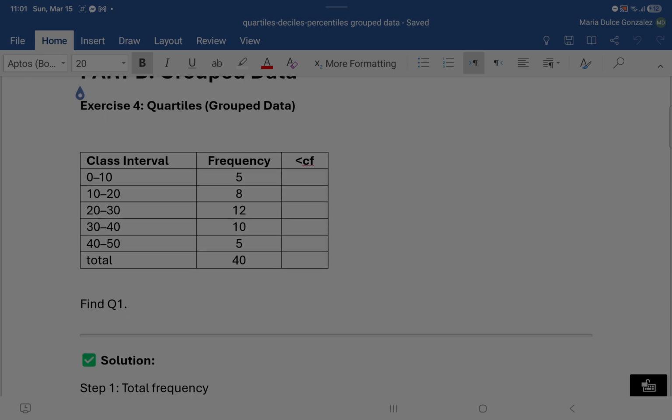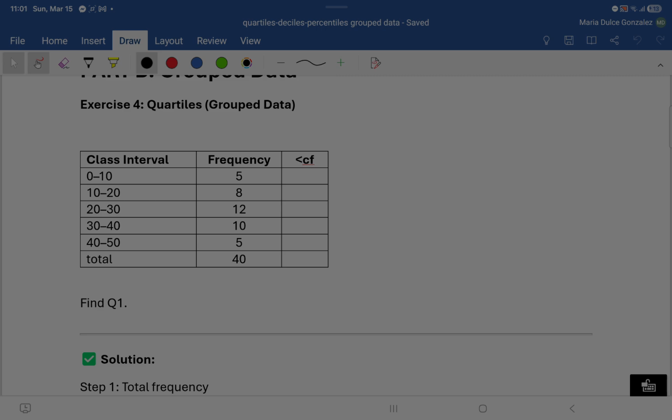Before we proceed to our solution, we need first to add a third table for less than cumulative frequency. And by the way, our solution here is similar to that of finding the median. So our less than CF, we have this as our 5, and then add 8, we have 13. 13 plus 12 is 25, plus 10 we have 35, and plus 5 we have 40.